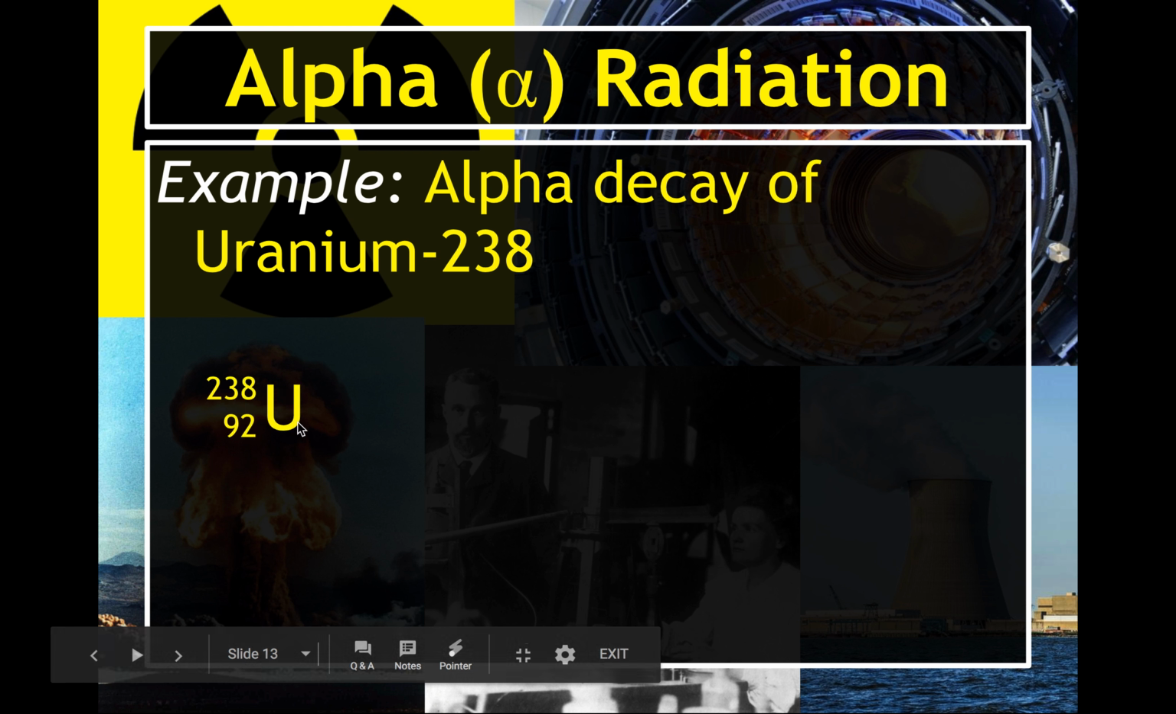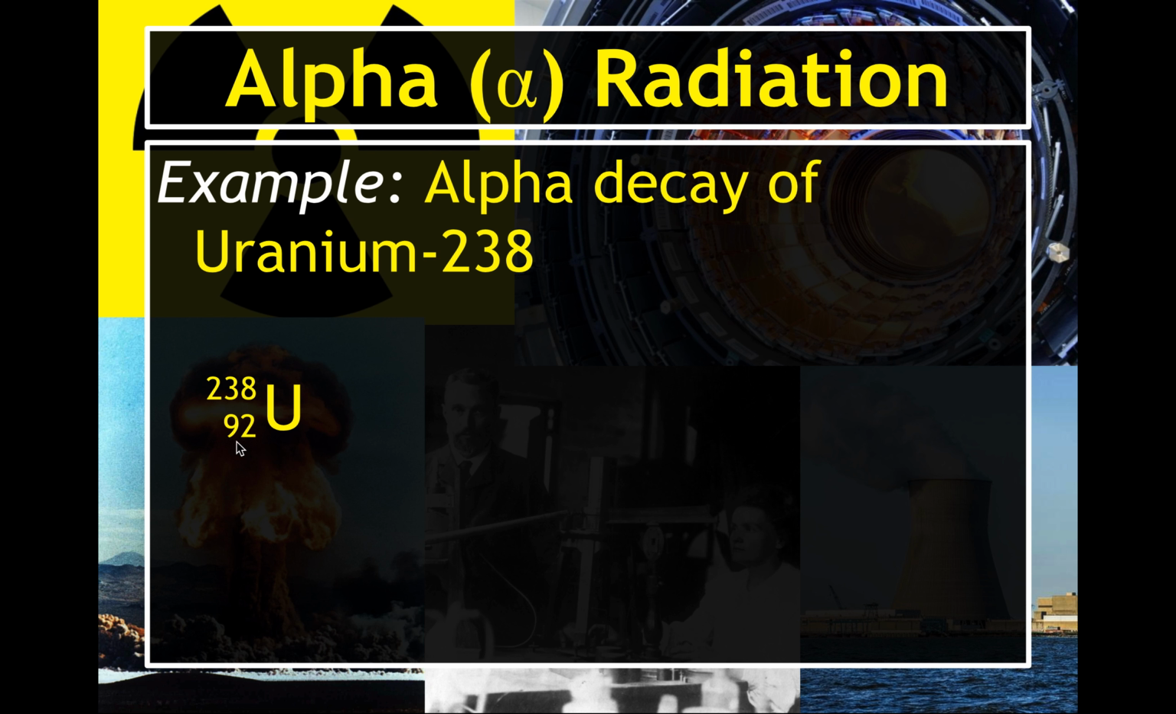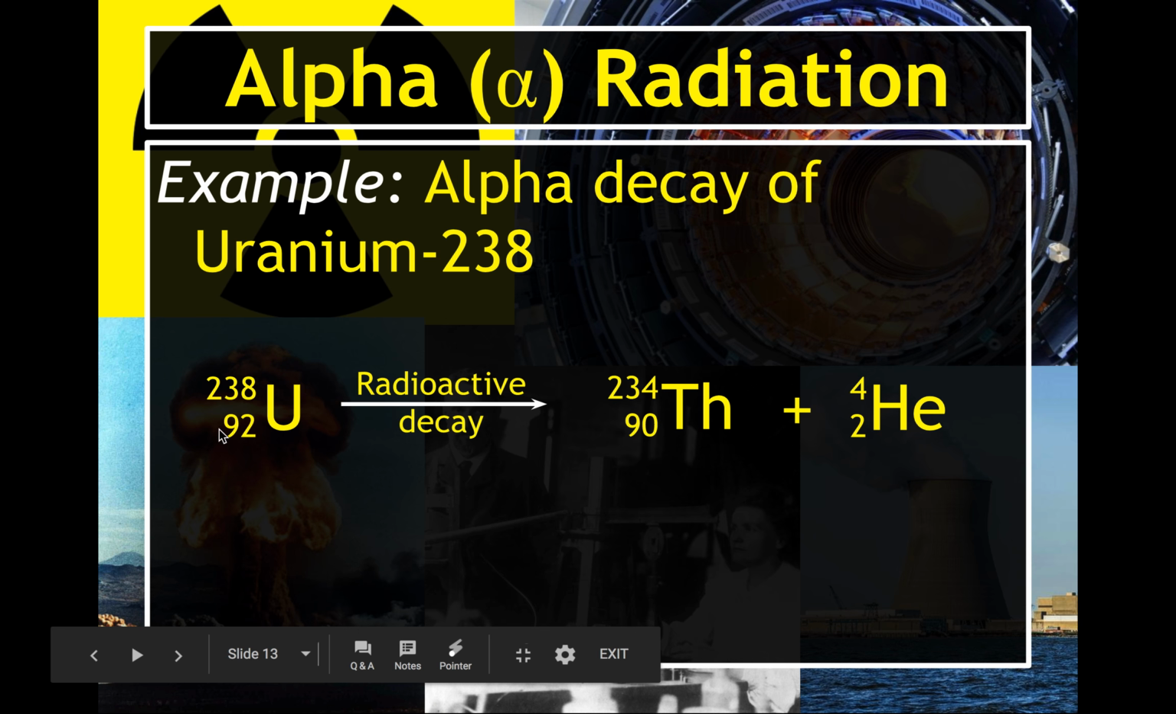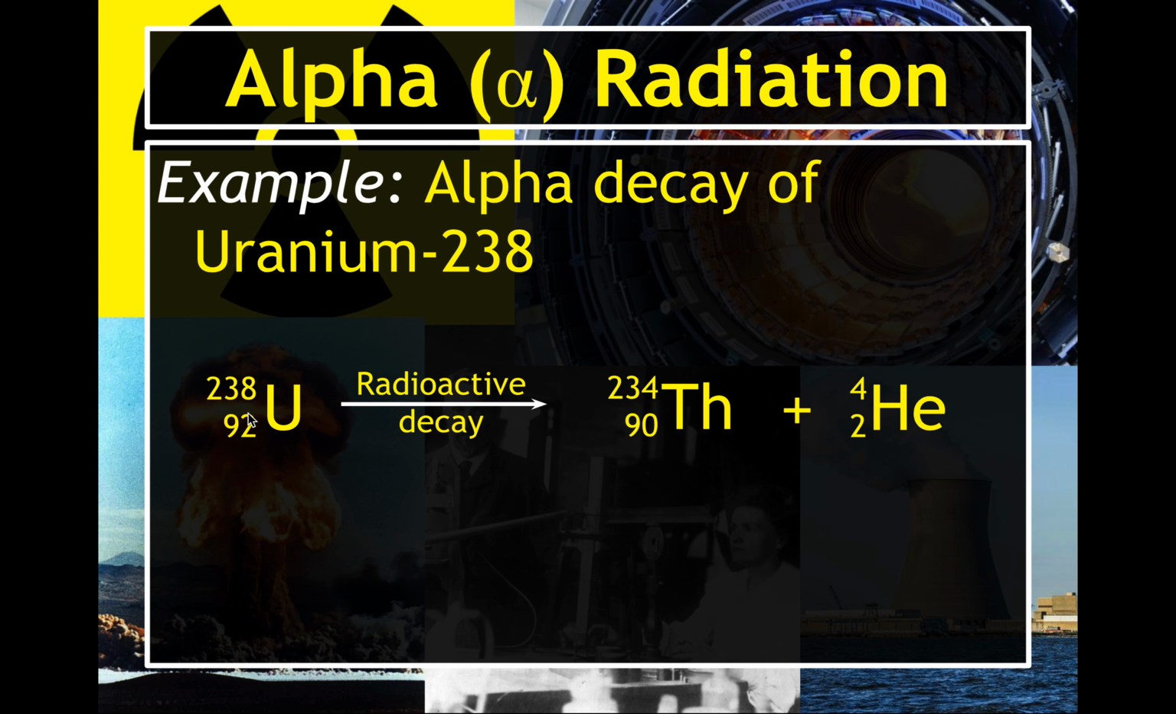Uranium is atomic number 92, and it has a weight of 238. It's an unstable element. When it undergoes radioactive decay, it's going to become thorium-90, and the weight of the thorium will be 234. What will be released is an alpha particle. So notice that we have not lost or gained anything in our reaction. The conservation of matter has been conserved.